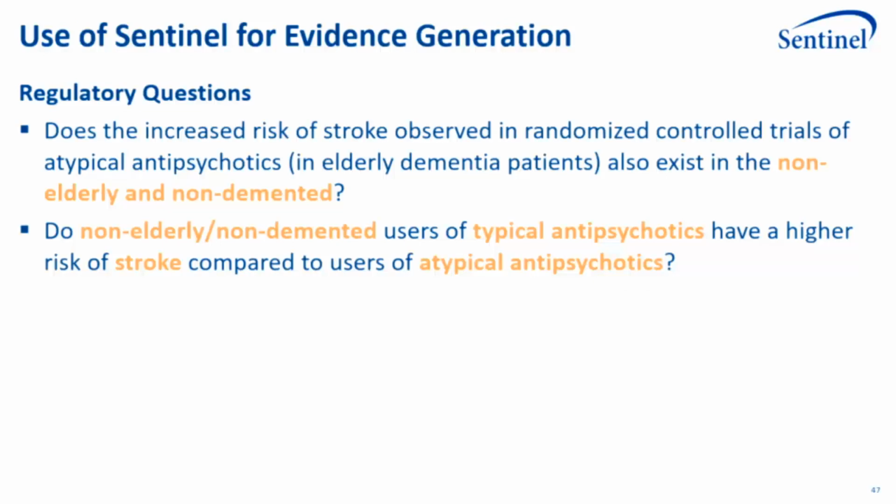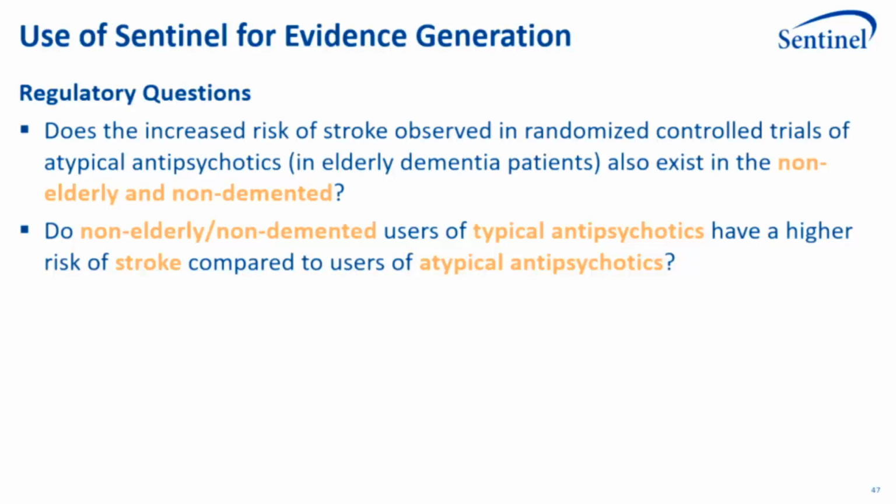And so when we think of Sentinel as being an evidence generation tool, we think of the regulatory questions that are asked. The first question relates to the fact that the existing information about the stroke risk was really limited to elderly patients with evidence of dementia. As in the case when any product is utilized in a wider population, the question becomes, is what we saw in the clinical trial reflective of the greater population?